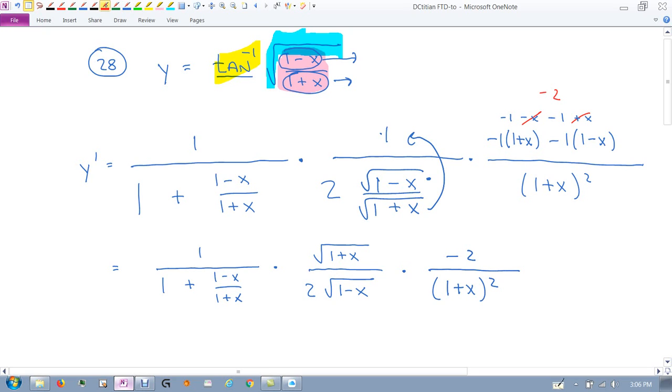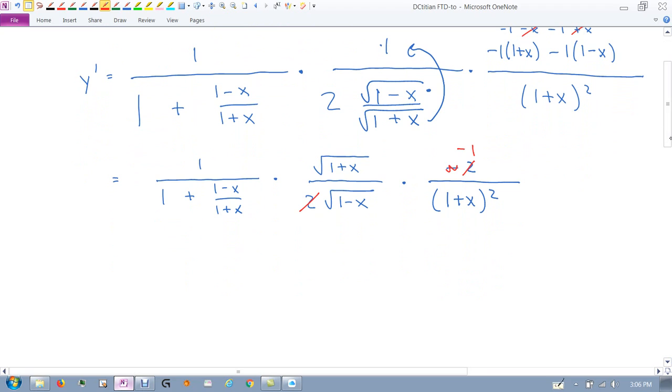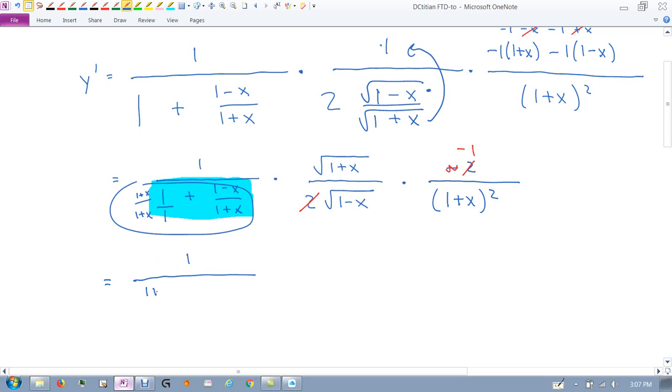I do get another cancellation here. This 2 and this 2 go away. So I still have a -1 here. And let me see what else I can do here. I could stop now, but I'm going to keep going. So check this out. In the denominator here, I'm going to get a common denominator. Just keep in mind that's really over 1. So I need to introduce a 1 plus x here and a 1 plus x here. And what would that give me if I put this all together? I'd have the 1 on top up there. I would have 1 plus x plus 1 minus x over the common denominator, 1 plus x.